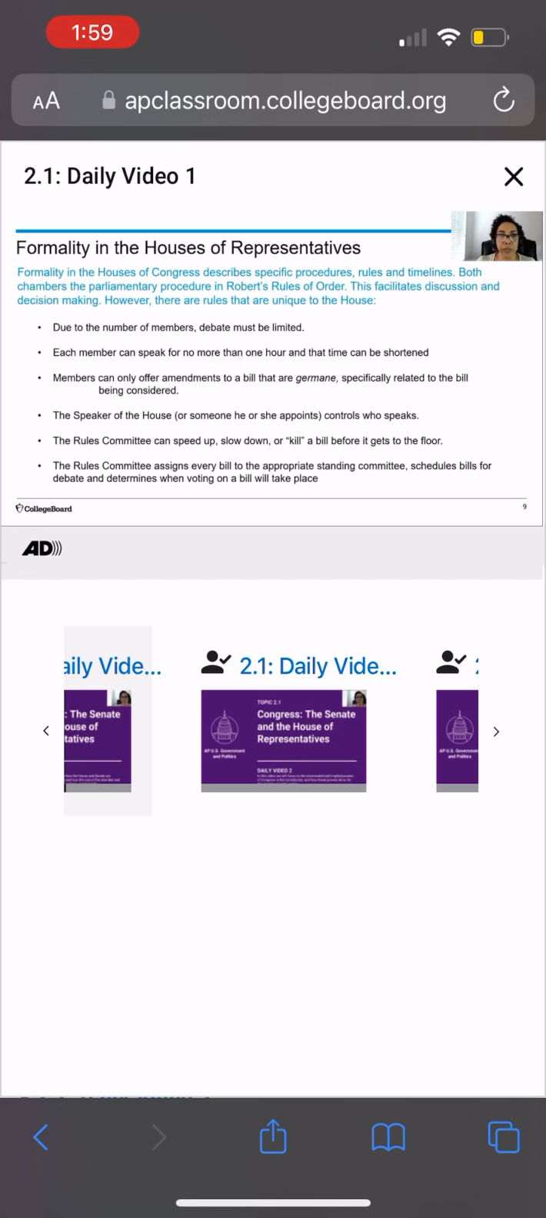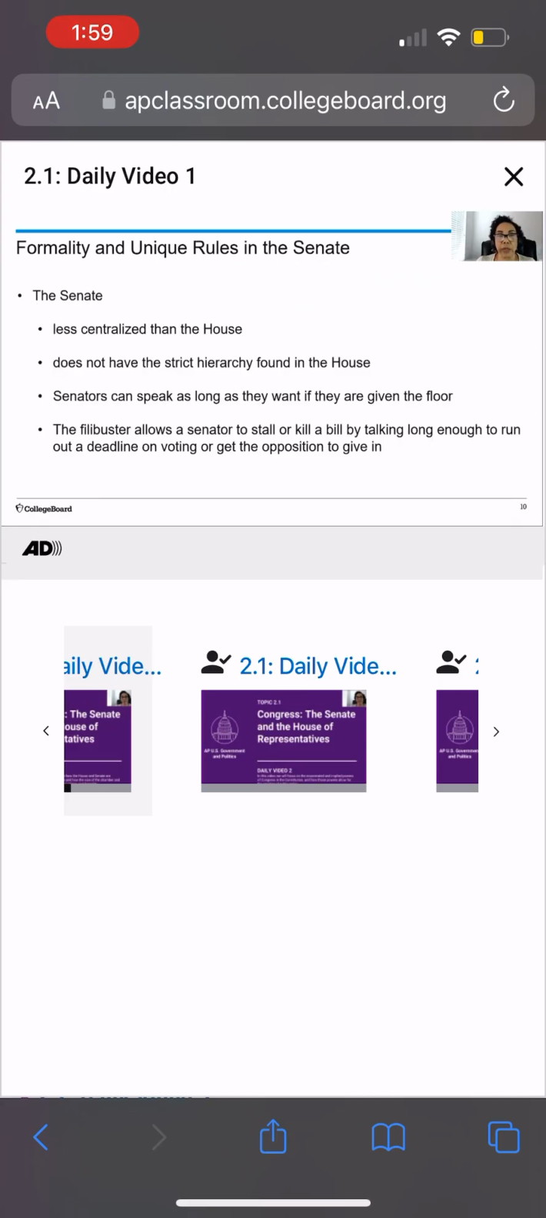In the Senate, they've got less centralization than they do in the House, just because they don't need to have as much. They don't have the hierarchy that is found in the House. The speakers can speak as long as they want to, and that's a little separate from using the filibuster, but okay, they can do that too, and we'll talk about that here.